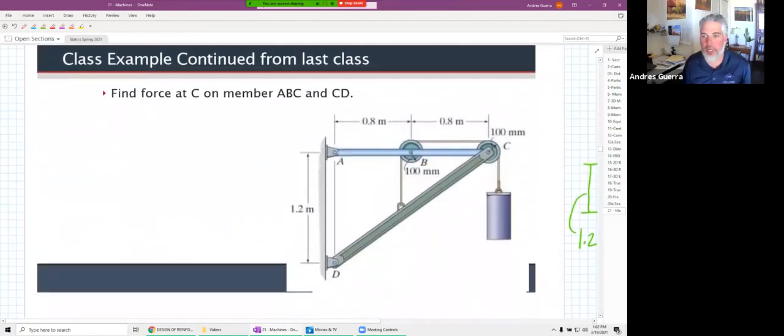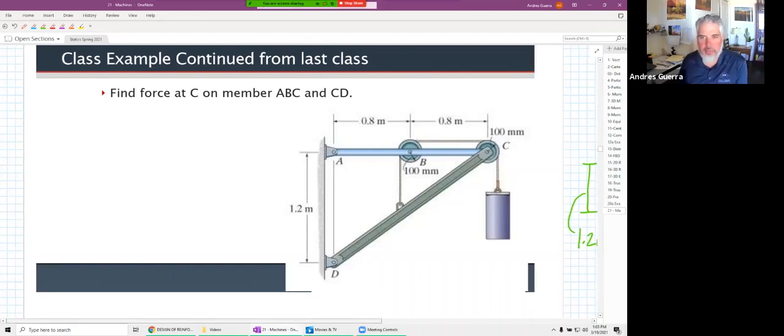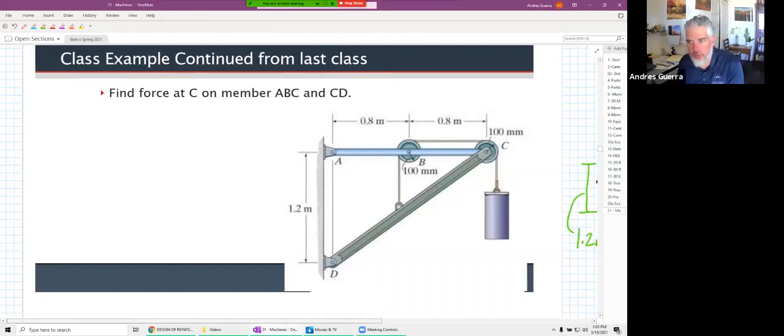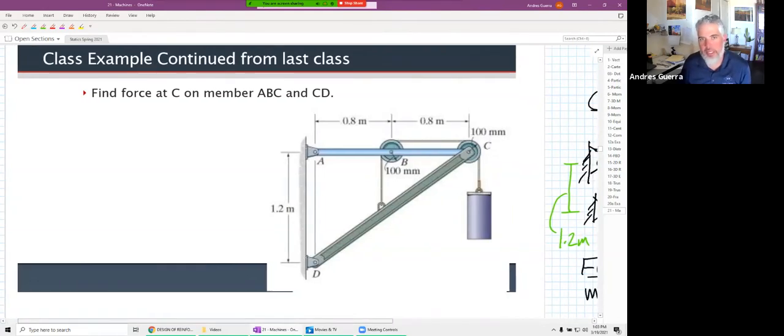Okay, so we were working on this class example, continuing from last time. We are a little bit behind. We should be starting machines today, but it's really okay because frames and machines is exactly the same thing. In fact, the learning objectives are exactly the same thing. And you'll actually see a problem that looks like this on your machines homework. And also you'll see problems like this on your frames homework.